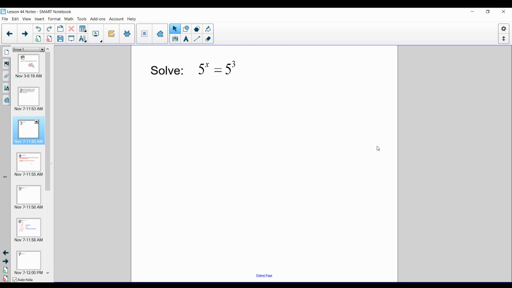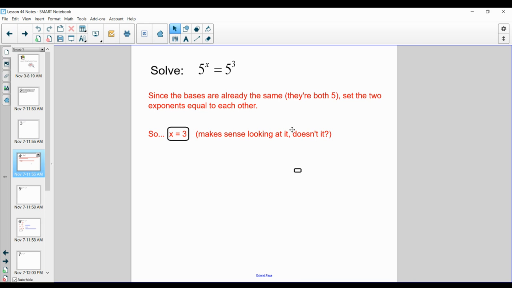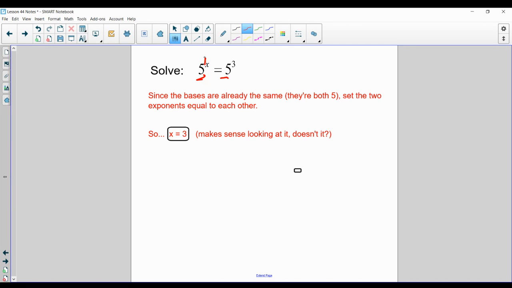So if I had a very basic problem like this one, 5 to the x is equal to 5 to the 3, doesn't it make sense that x would have to be 3 for those two things to be equal to each other? Well, that's going to be the logic behind doing all of these problems. Since we already have the same bases, here they're both 5, then the two exponents would have to equal each other for those two things to be equal. And so therefore x would just have to be 3.